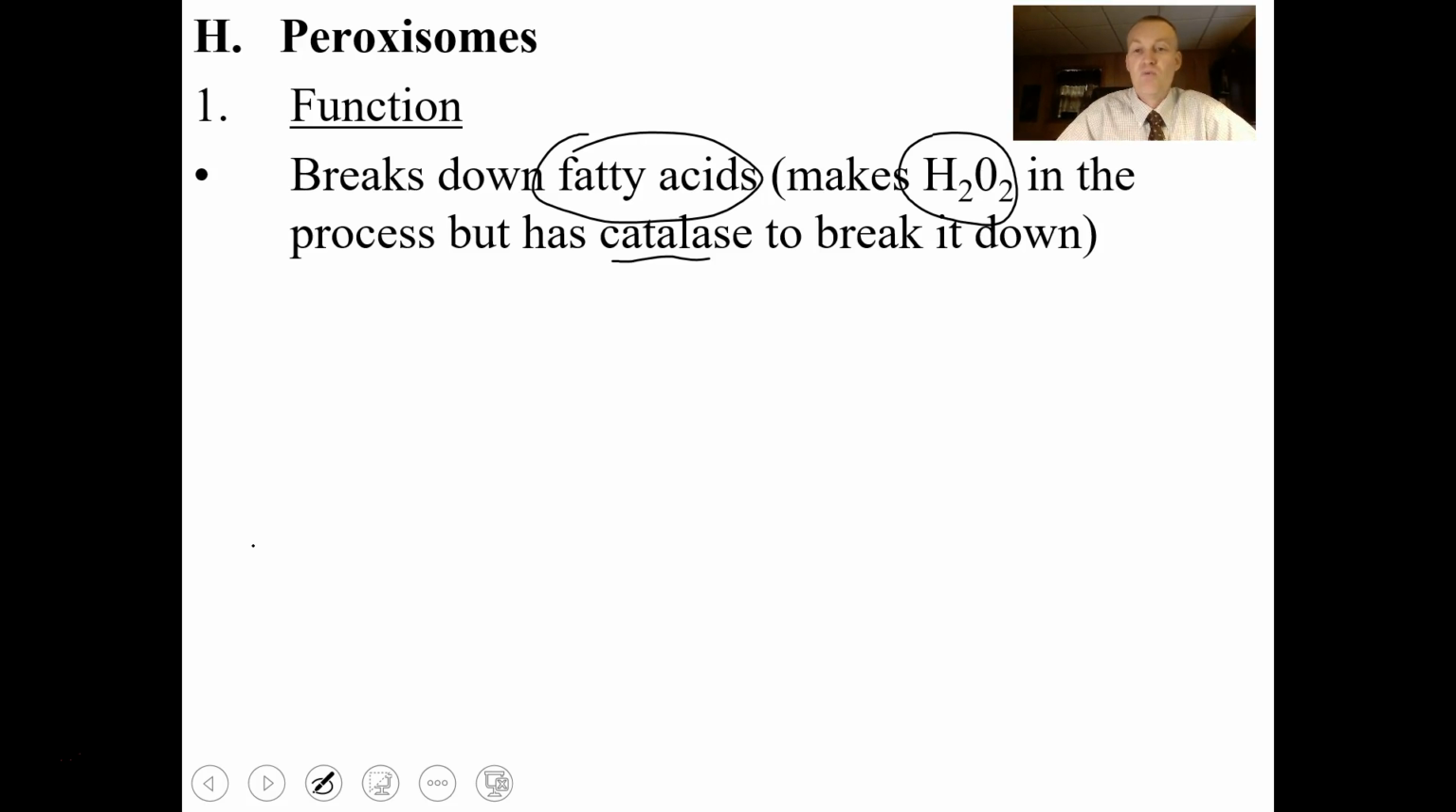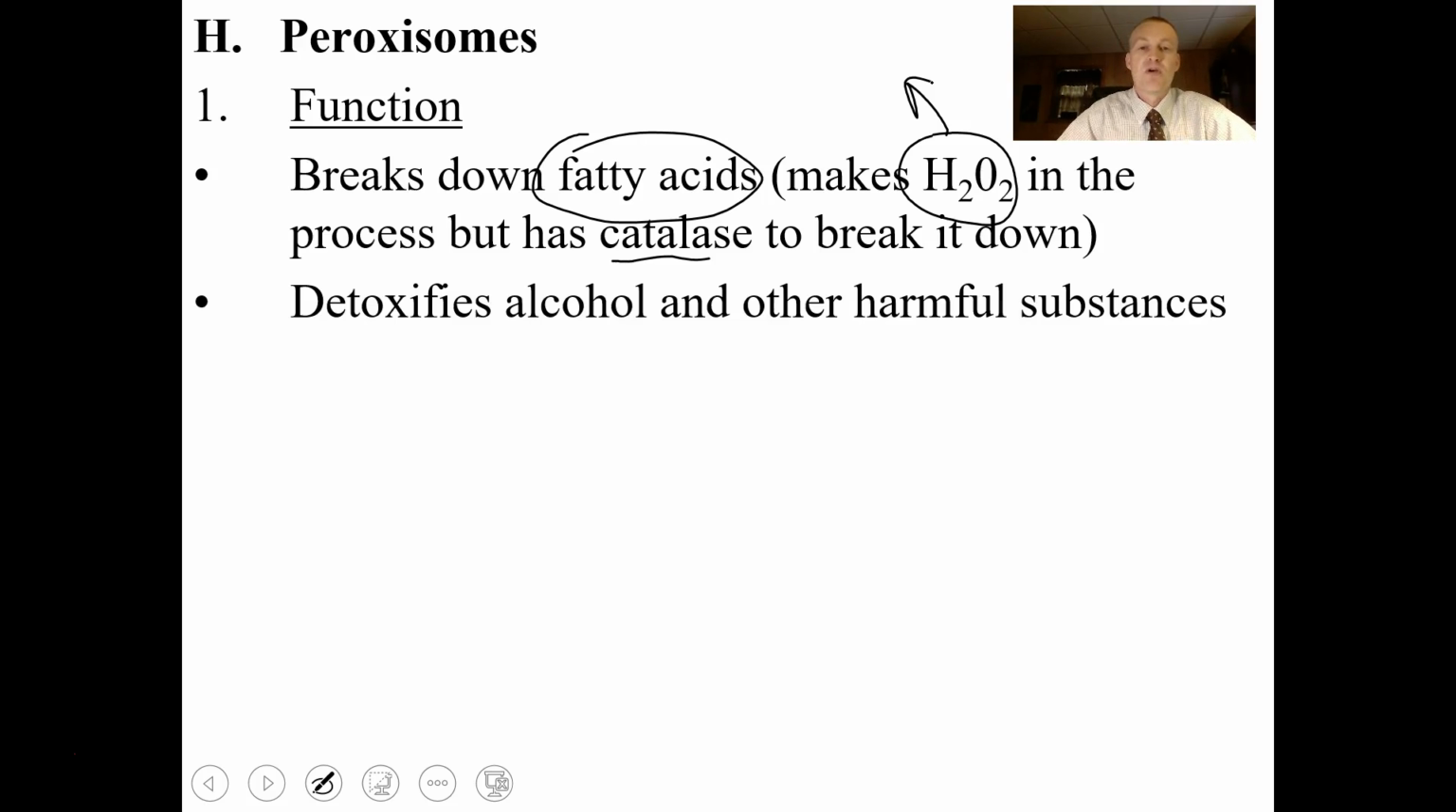So we use hydrogen peroxide as a disinfectant. Your cells use it too. There are cells in your body that produce hydrogen peroxide to actually destroy microorganisms, but the peroxisome produces it as a product that basically comes from the breakdown of fatty acids. Another job of peroxisomes is to detoxify alcohol and other harmful substances. So it has chemicals inside of it that help them to do that particular job.